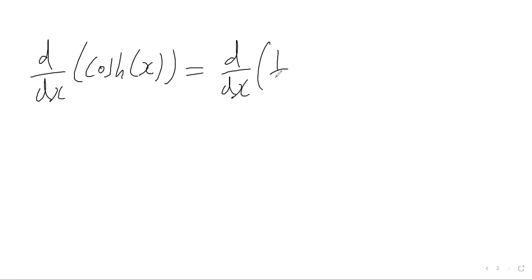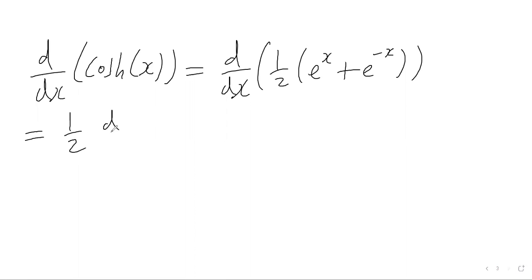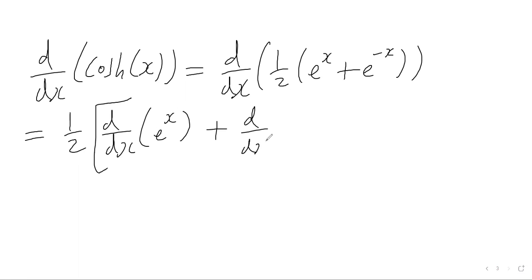When we differentiate cosh using the first definition, the exponential definition, cosh by definition is a half of e to the x plus e to the negative x. So we've got this constant, a half, and we can just bring that outside the differentiation. So we've got half times d by dx of this. Differentiation is a linear operator, so we can differentiate each part separately: d by dx of e to the x and d by dx of e to the negative x.